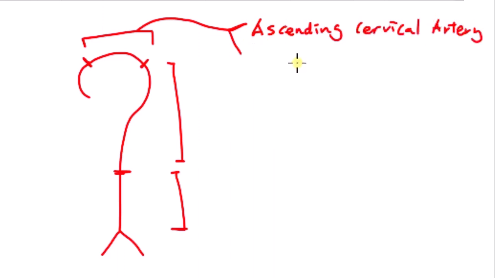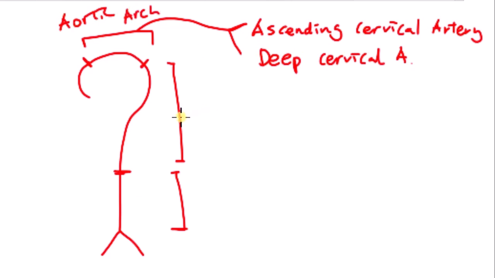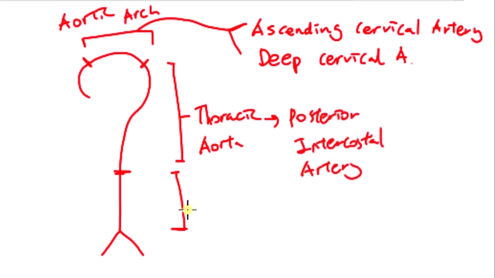From the aortic arch rise two significant arteries called ascending cervical artery and deep cervical artery. At the thoracic aorta rises posterior intercostal artery, and at the level of abdominal aorta rises the lumbar artery.